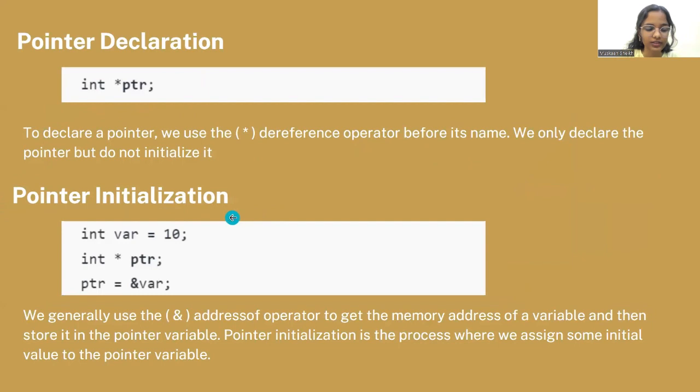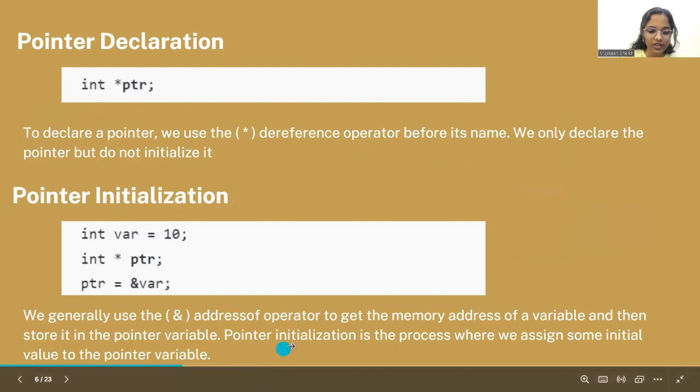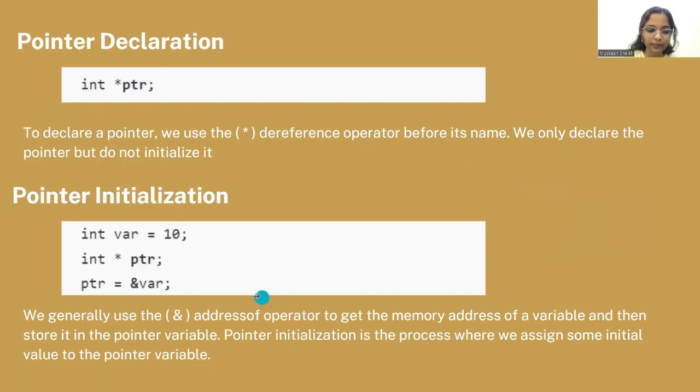Pointer initialization. We generally use the ampersand or address of operator to get the memory address of a variable and then store it in a pointer variable. Pointer initialization is the process where we assign some initial value to the pointer.